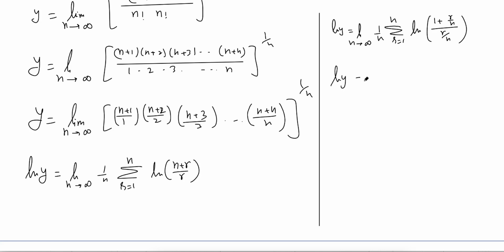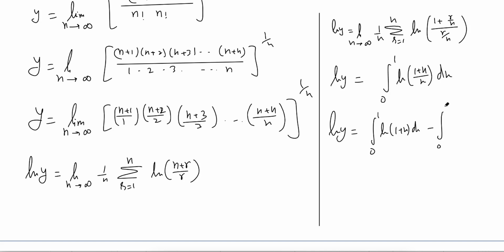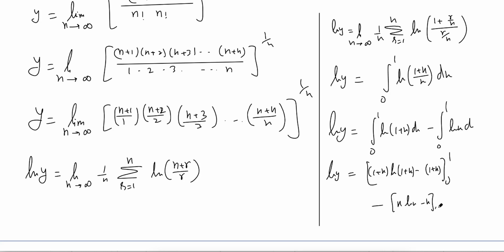So ln y equal to integral 0 to 1 of ln of 1 plus x by x dx. Further, you can easily solve it. Ln y equal to integral 0 to 1 of ln 1 plus x dx minus integral 0 to 1 of ln x dx. All of you know how to deal with this kind of thing. So ln y equal to, this integration will be 1 plus x ln 1 plus x minus 1 plus x, from 0 to 1, minus x ln x minus x, from 0 to 1.